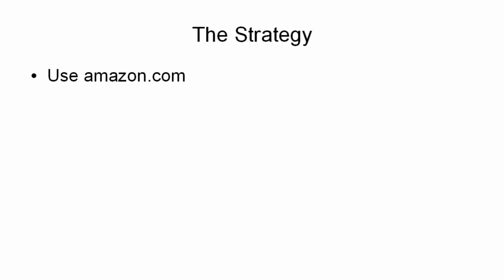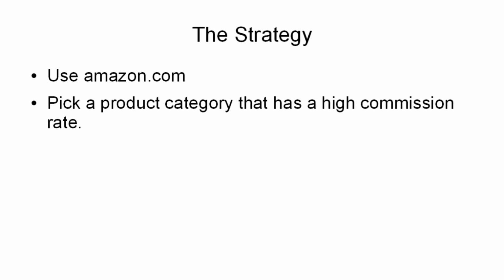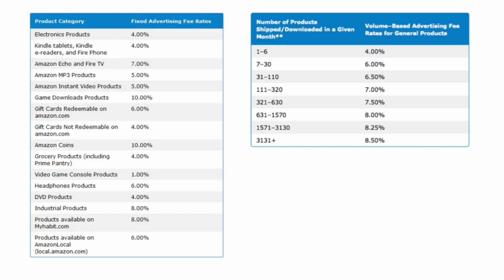And that's because of the way they've got their fee structure on this particular site. And you want to pick a product category that has a high commission rate. Let me explain what I mean. And these are the product categories and advertising fee rates from Amazon.com.